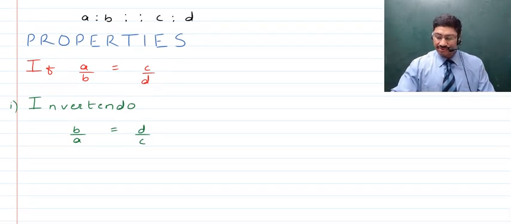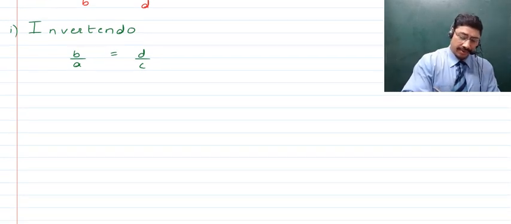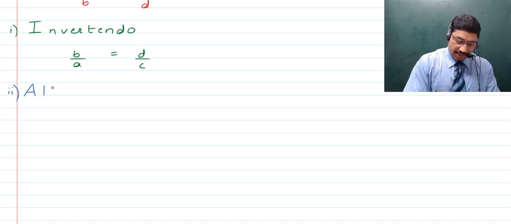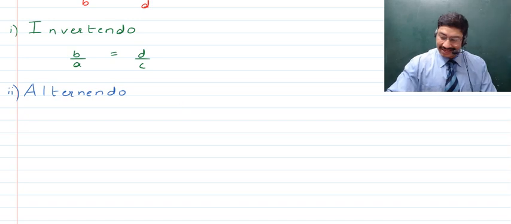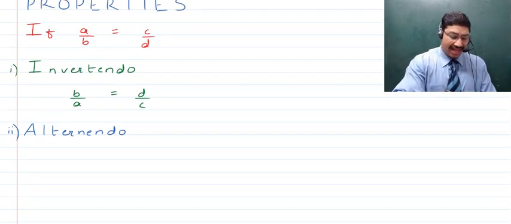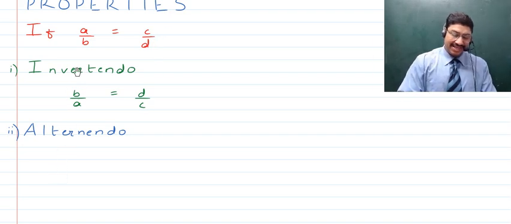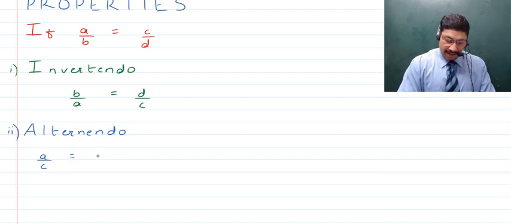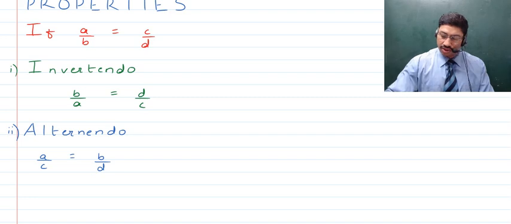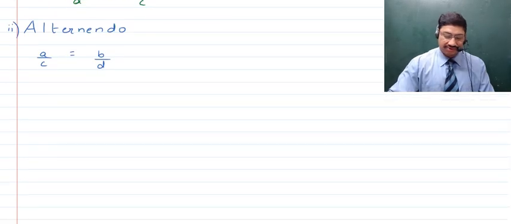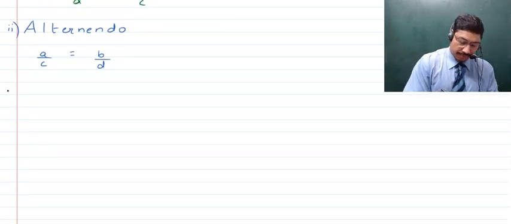Now, after this, next, children, we'll be talking about alternendo. So in alternendo, remember, we already have A upon B to be equal to C upon D. And then if we can say A upon C, right, to be equal to B upon D, then we call this to be alternendo. Next, children, after this is componendo.